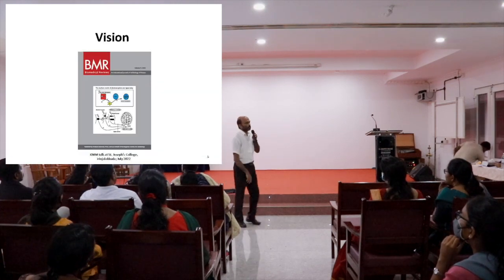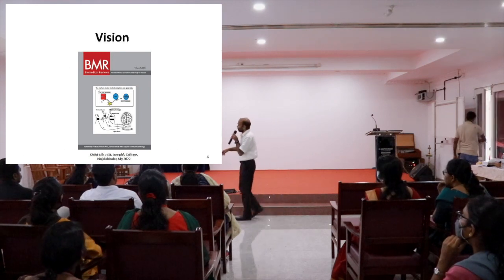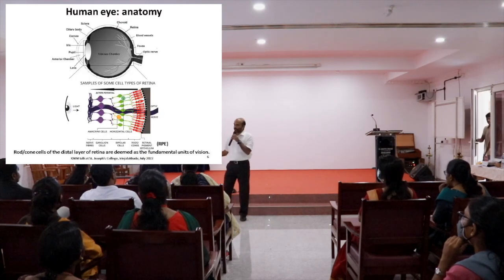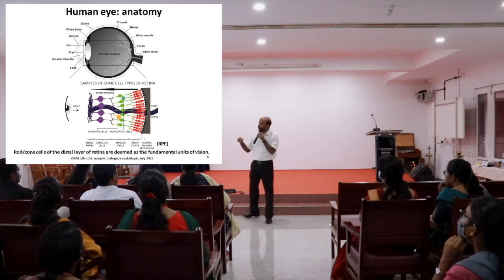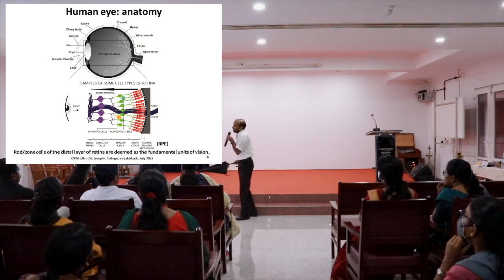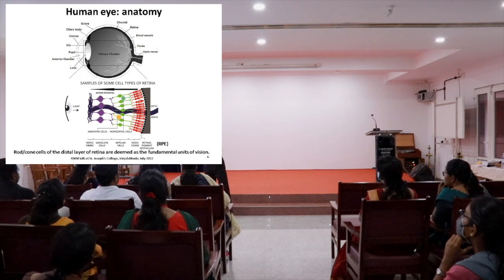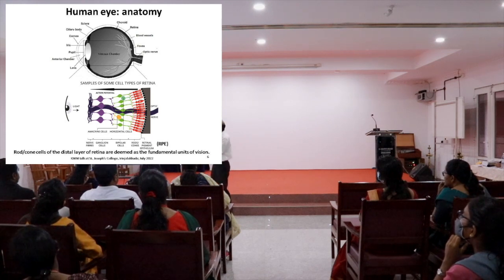First, I move on to vision. This is a cover page credited article. So, you know the structure of the retina, right? The eye. It has multiple layers. Here's the pupil through which the light comes in.